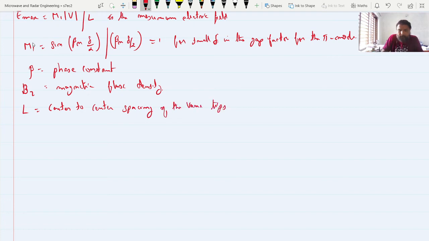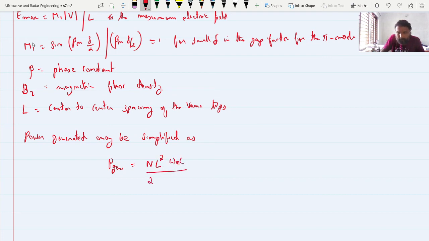So the power generated may be again simplified as P gen is nothing but n L square omega naught C divided by 2 m1 square QL E square max. So you just take it down directly.